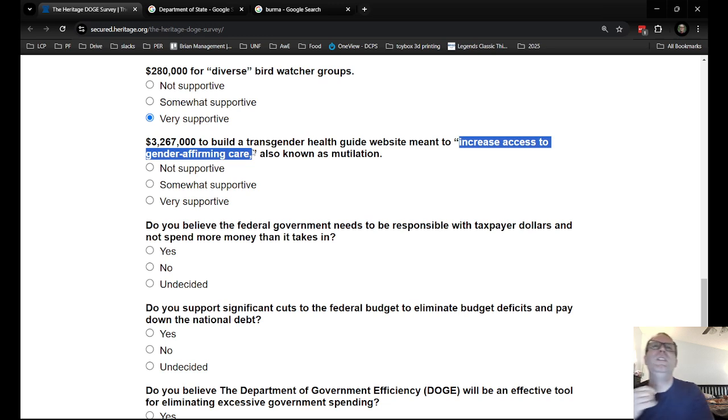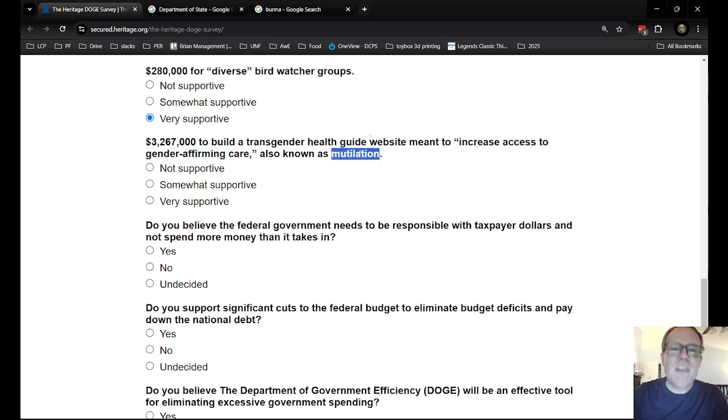It's just getting confusing. "Also known as mutilation." Who does the knowing there, right? Always avoid the passive voice. Who is the knower in that sentence? Who is the knower who is knowing the knowledge there? I don't know. So we're going to say very supportive because there is not enough information for this.